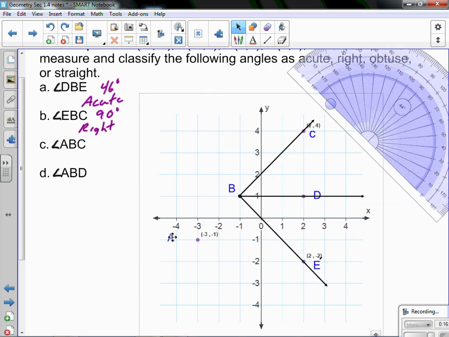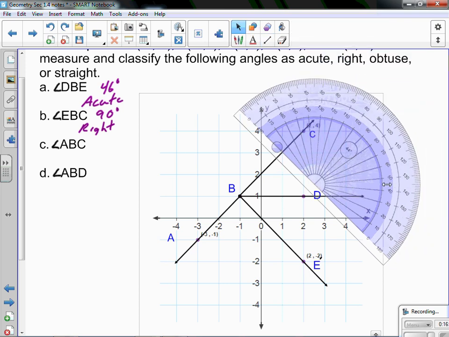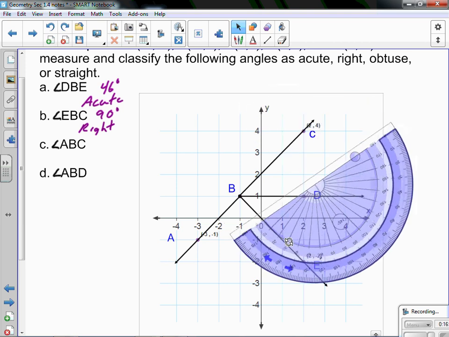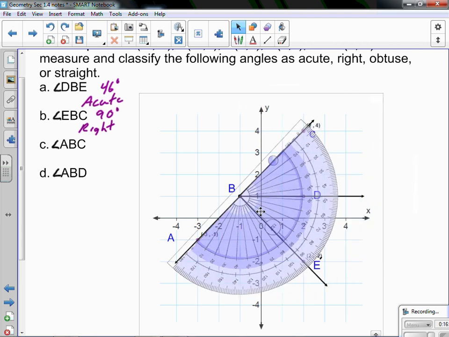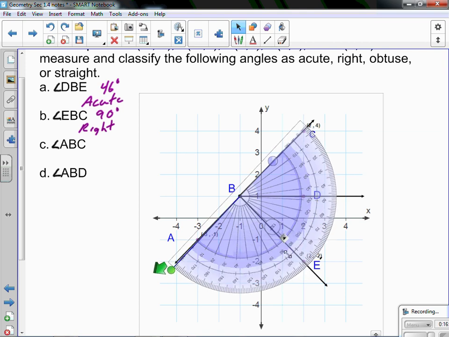Next one is angle ABC. So we need to go from B through A. This one should be pretty easy to recognize. When we look at it, it looks like a straight line. We can go ahead and put our protractor on it. Lined up. Starts at 0 here and ends at 180 there. So 180 degrees, which makes that a straight angle.